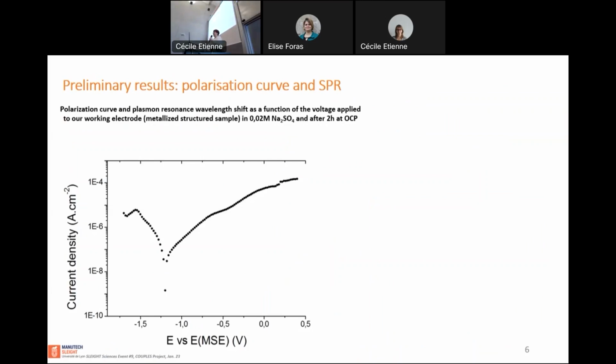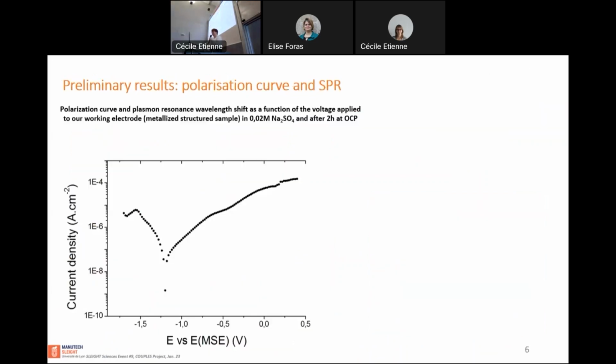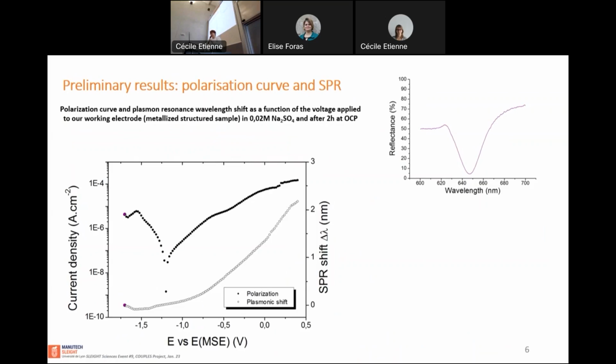So here are the preliminary results: a polarization curve and surface plasmon resonance. As seen here, we have put a diffraction grating into a 3-electrode setup, and we have changed the potential applied in this setup. Here are the electrochemical measurements. In the first part, we are in the cathodic domain, which means that there's a reduction of the species. And here is the anodic domain, which means that we were able to oxidize our system. During those measurements, we did the optical measurements. So here is the surface plasmon resonance.